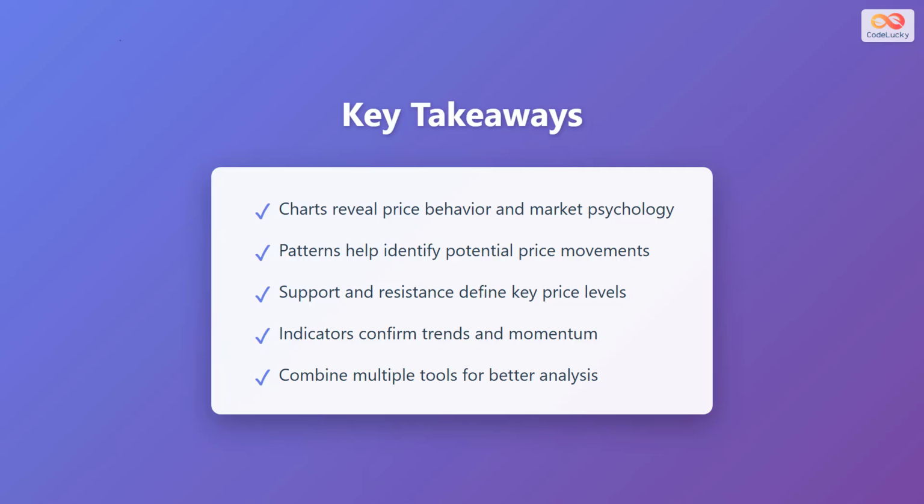Let's recap the essential points. Charts reveal price behavior and market psychology, giving insight into how traders and investors are thinking. Patterns help identify potential price movements before they happen. Support and resistance define key price levels where buying or selling pressure is concentrated. Indicators confirm trends and momentum, providing additional evidence for trading decisions. Most importantly, combine multiple tools for better analysis. No single indicator or pattern is perfect, but using several together increases accuracy and confidence in trading decisions.